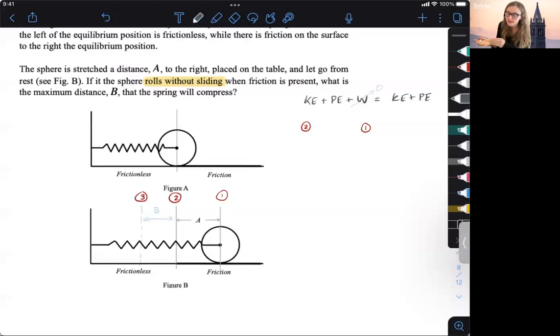But if there was some sliding, then we would have some of this work term, where energy would be taken away in the form of work. Okay. All right. So let's look at 1 and 2 for each side.